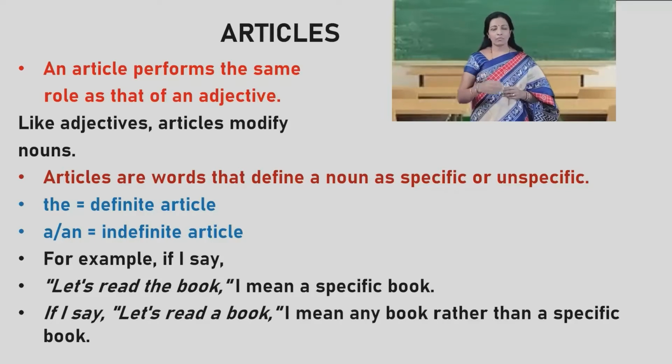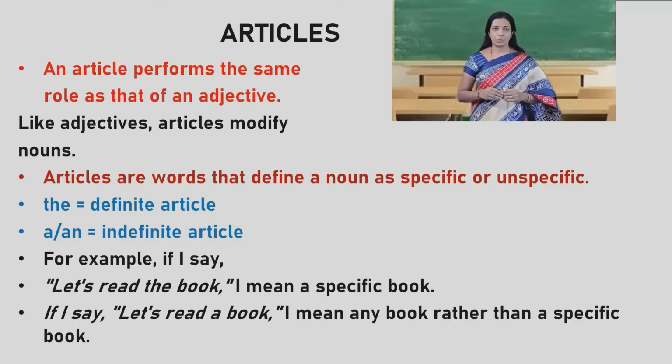Now, before I give you the examples, you all know there are three main articles, a, an and the. A and an are the indefinite articles and the is the definite article. So, when we use the article a or an, this means the noun which is following it is unspecific. And when we use the article the, the noun which is following it is specific. Now, let us look at the example.